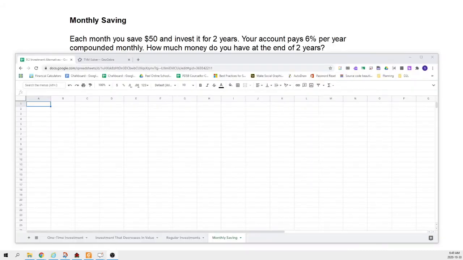Monthly saving. Each month you save $50 and invest it for 2 years. Your account pays 6% per year compounded monthly. How much money do you have at the end of 2 years? So the way to think about this is to treat each deposit as its own bank account. So every time you make a deposit, that's a new bank account and it's going to grow all by itself. So we need to find all of those amounts, add them all together, and that will be the total value of the bank account from all the deposits.